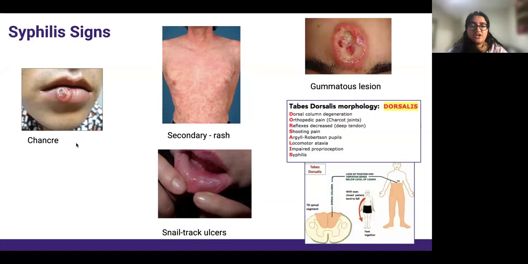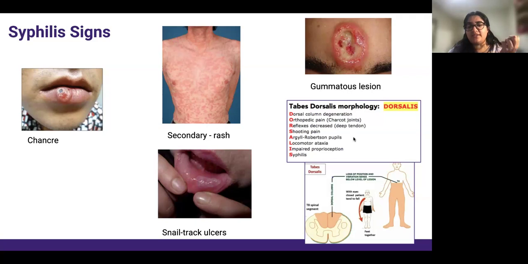So in this picture, you can see the painless ulcer on the skin, which is a chancre. Like I said, it doesn't have to be in the genital area. This is the first site of contact for the syphilis to get into the body. Then you can see the maculopapular rash and the snail track ulcers in the mouth, which both indicate secondary syphilis. And then finally, to the right, you can see the gummatous lesion on the skin.